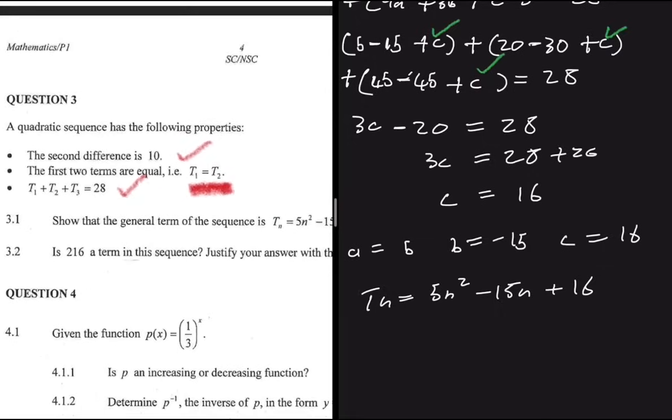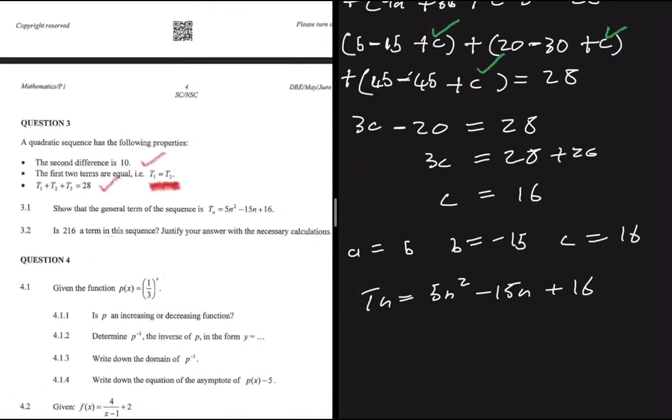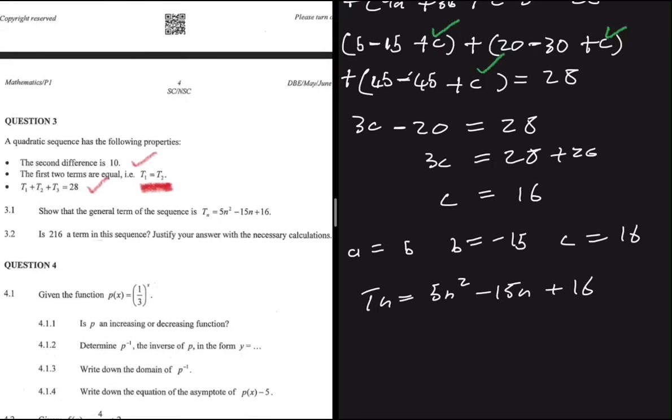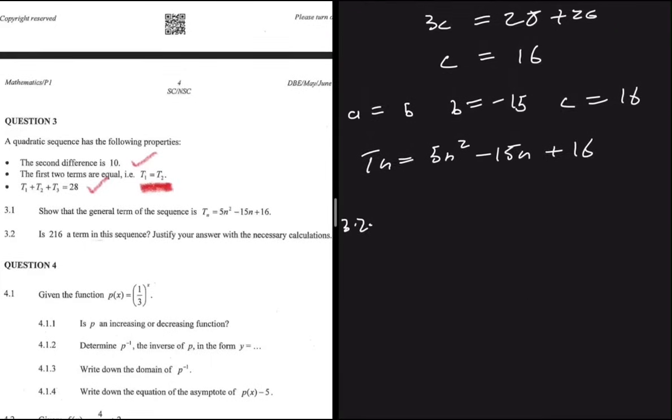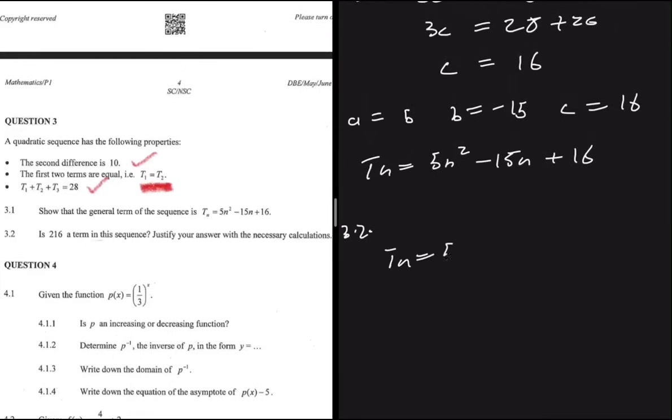Let's do 3.2. So 3.2, the question is saying that is 216 a term in this sequence? Justify your answer with the necessary calculations. Right, so again, we know that Tn is equals to 5n squared minus 15n plus 16. Let's see if 216 is a term in this sequence. So in place of Tn, we're going to put 216. This will be equals to 5n squared minus 15n plus 16.